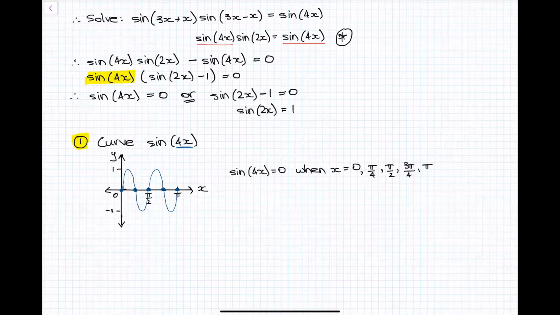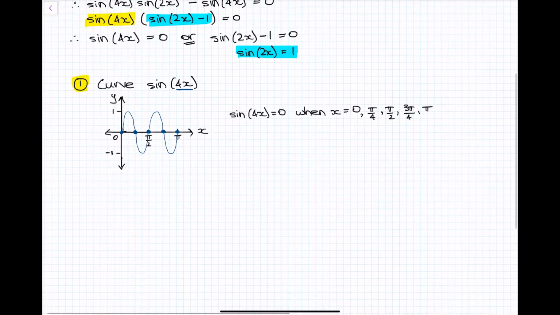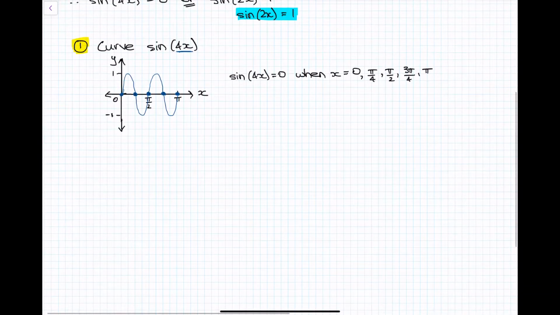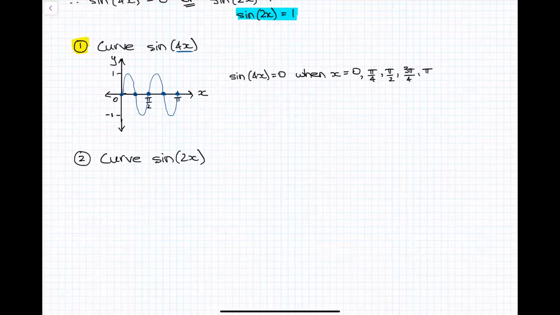Now let's take a look at the second part, sine 2x minus 1 equals 0, or in other words sine 2x is equal to 1. So let's draw up the curve of sine of 2x and see all the places where that curve hits the value 1 in our domain. So let's do that. We'll have the curve of sine of 2x, and again very similar structure, so I'll just draw up my axes.